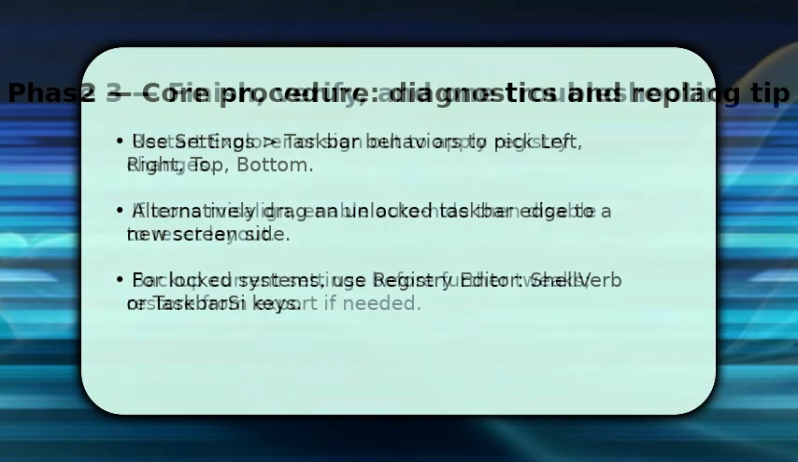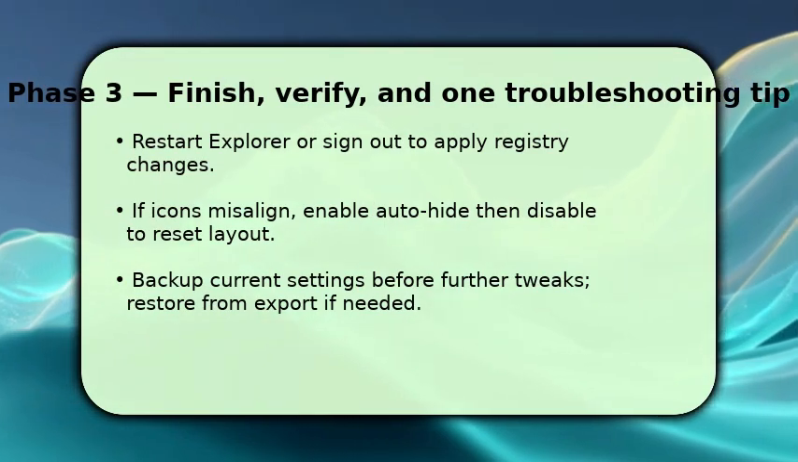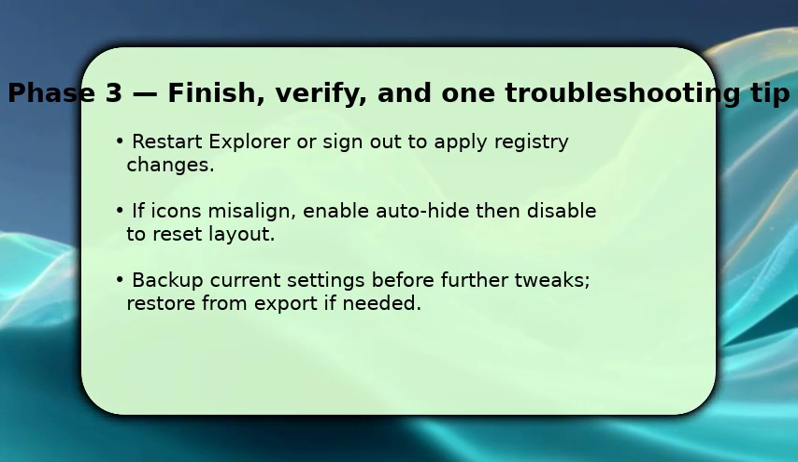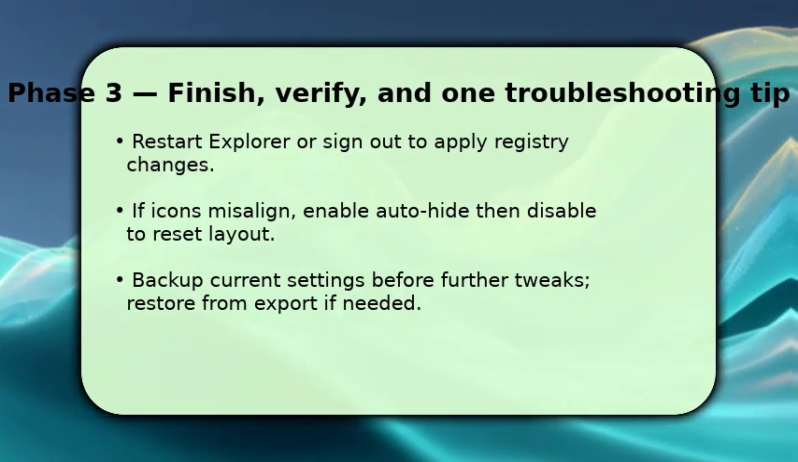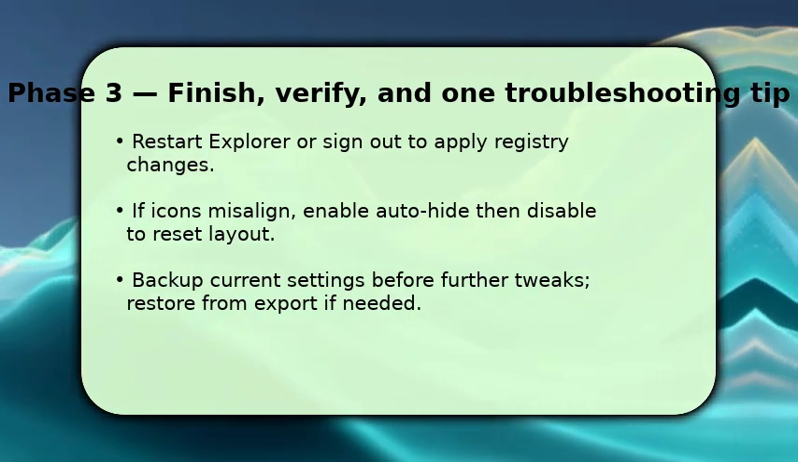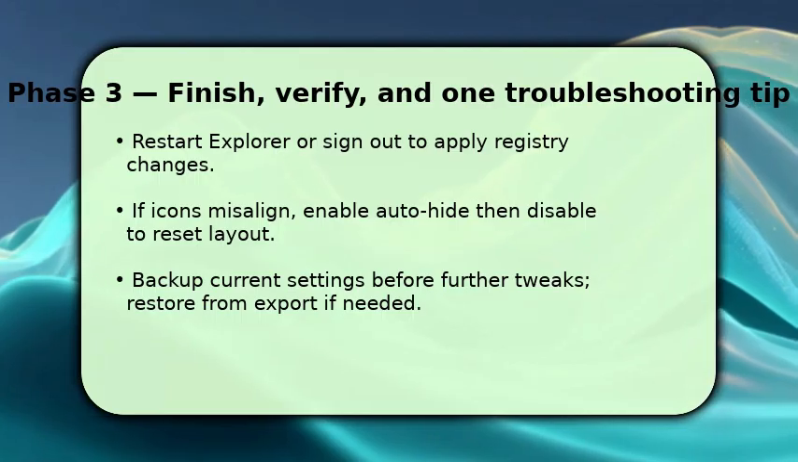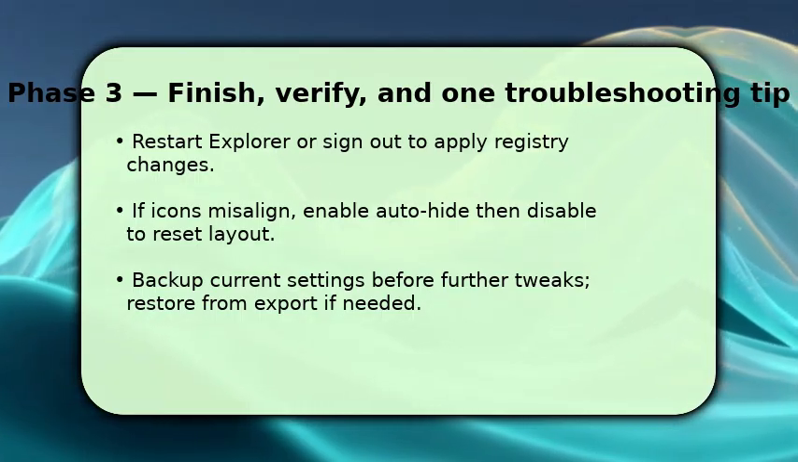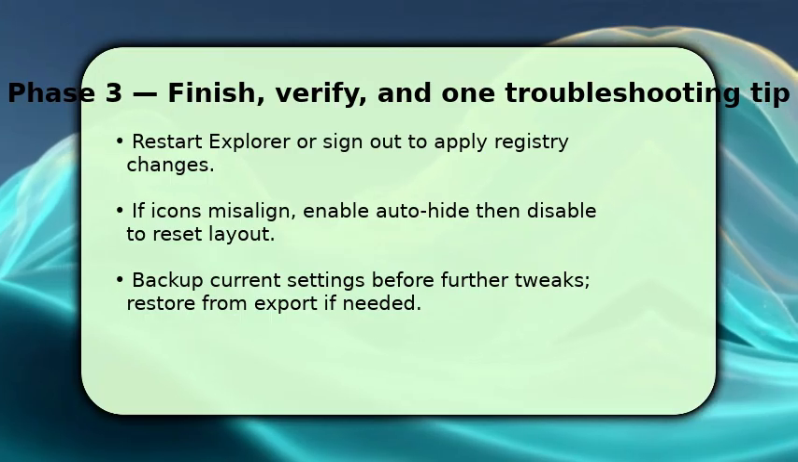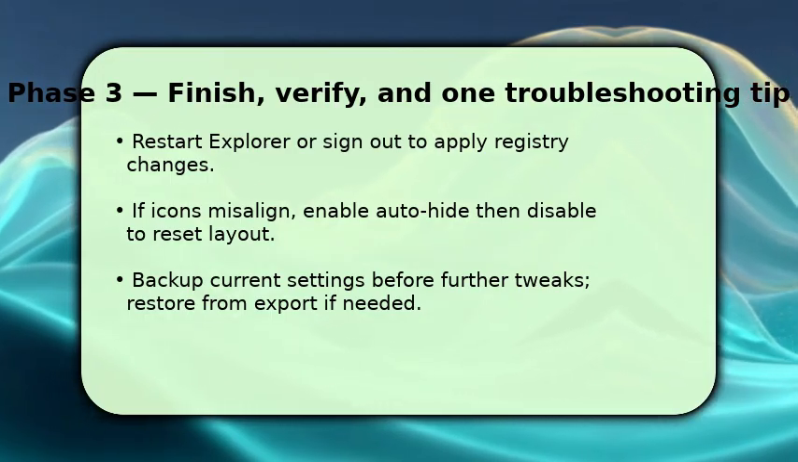You finish by applying and verifying the change. Once you save settings or update the registry, restart Windows Explorer or sign out and back in so the new position loads. Check icon spacing and alignment. If items look off, toggle Auto Hide or restart Explorer again to force a layout refresh.